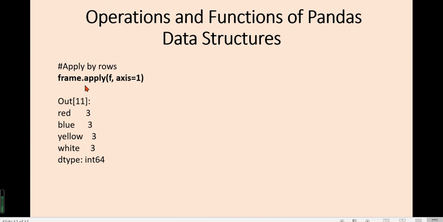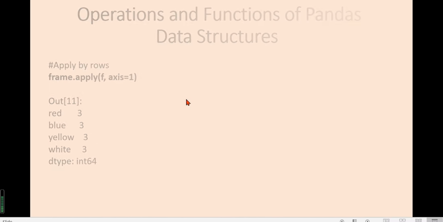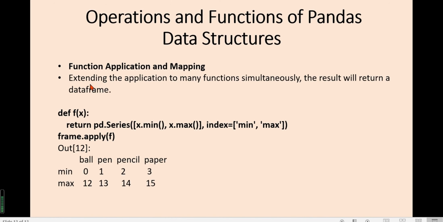And if you want to apply by rows of the data frame, you have to add axis equals 1 in the parentheses of the apply function. So in this case, if we apply for the row, then the result will also be a series, and the index of the series is the row index of the original data frame.